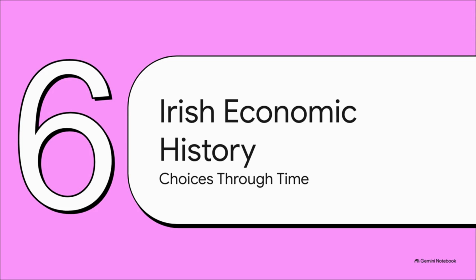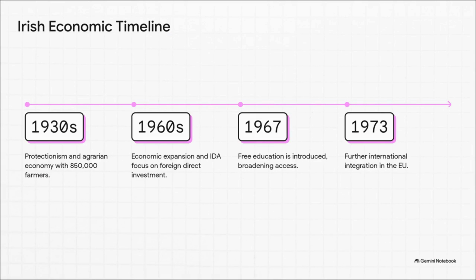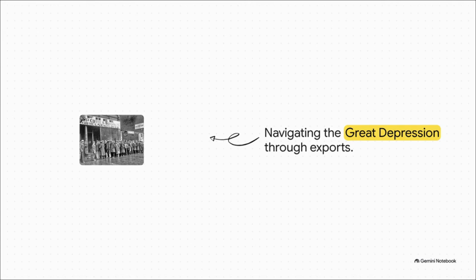And finally, Section 6. Ireland's economic history, choices through time. This timeline is just a perfect real-world case study in macroeconomic transformation. Back in the 1930s, the focus was entirely on protectionism and farming, a huge agrarian economy. But watch the pivot in the 1960s. The country opened up, focusing heavily on tech and foreign direct investment. Add in the introduction of free education in 1967 to suddenly create a highly skilled workforce, and you paved the exact runway needed for deep international integration by 1973. It's all connected.